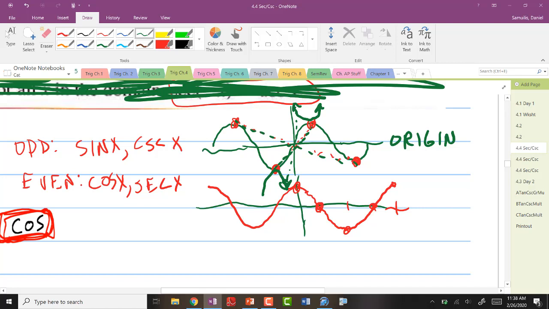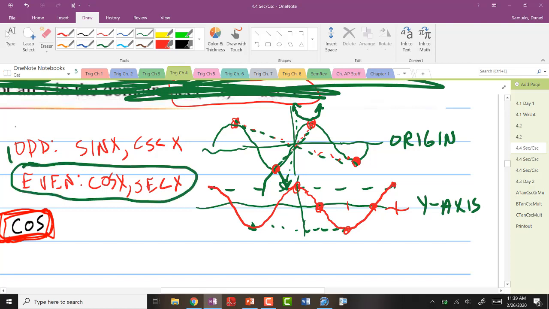Uh-oh. We're going to get some low battery capping in here. And then cosine. That's symmetric with respect to the y-axis. And the same thing would happen, I don't feel like drawing it, with secant. So secant, just like cosine, is even. Sine and cosecant are odd.